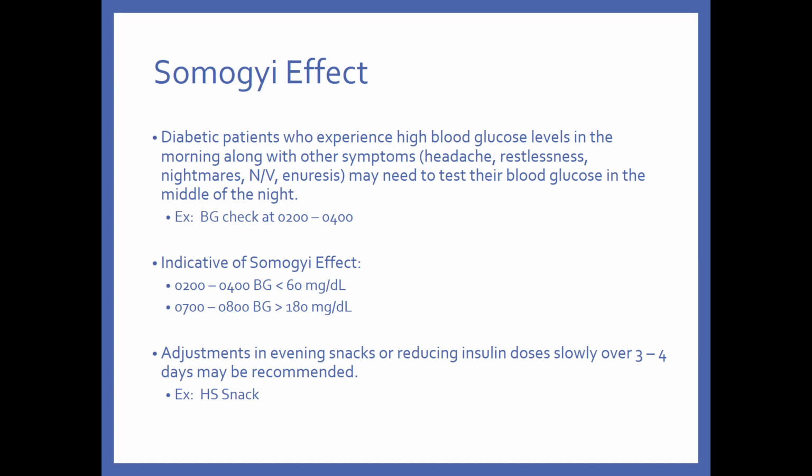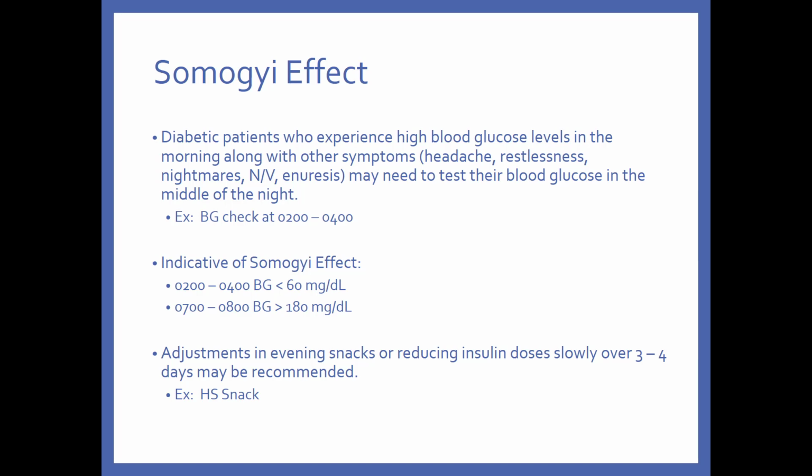So what's indicative of Somogyi effect is if you do a blood sugar check between that 2 to 4 a.m. time and their blood sugar's below 60, so they're hypoglycemic, and then we check it again at 7 or 8 o'clock in the morning and they wake up and their blood sugar's greater than 180, there's that rebound effect where the body's trying to compensate for that, and so it releases more glucose to be used, and now they're hyperglycemic in the morning time. So how can we adjust things to correct that?